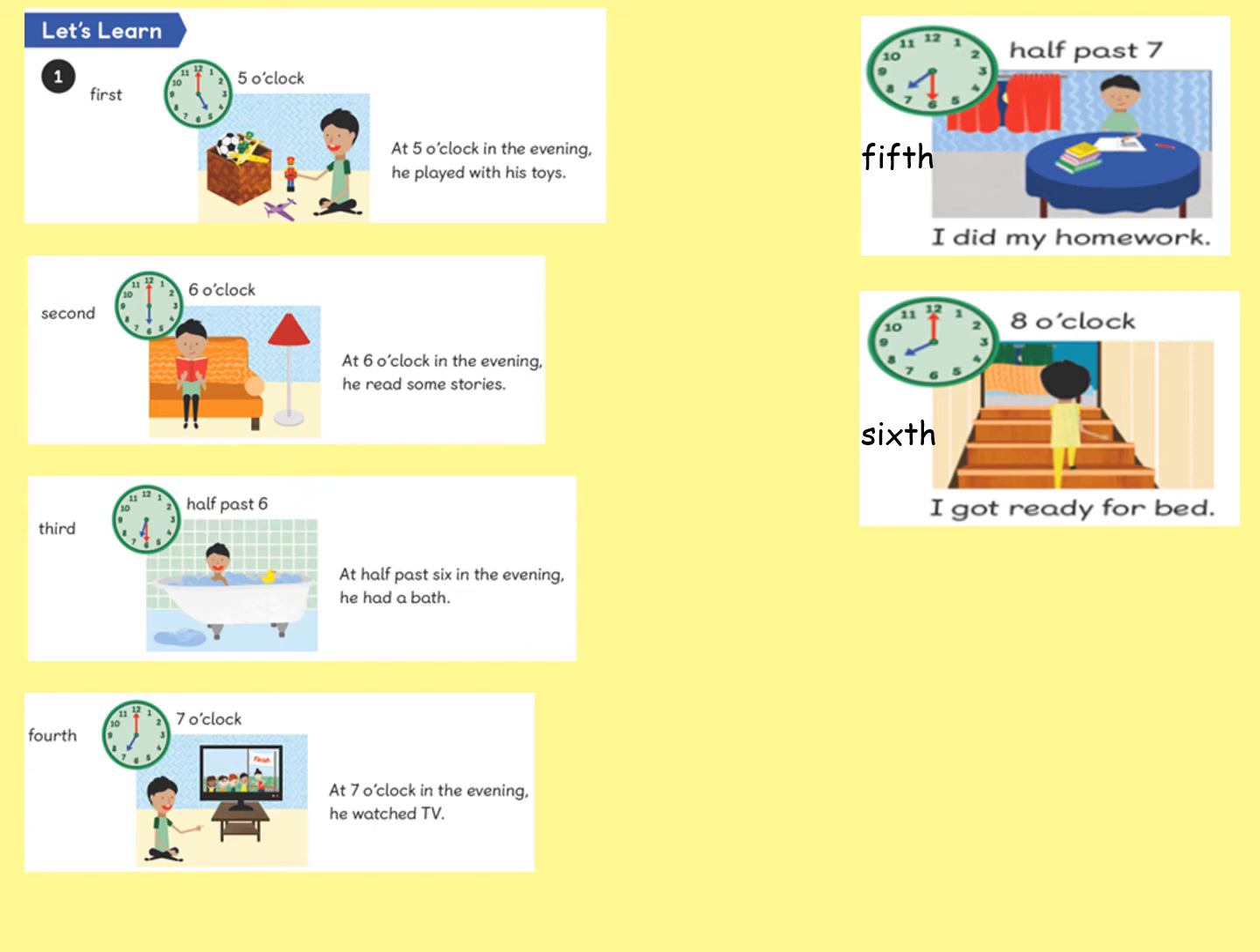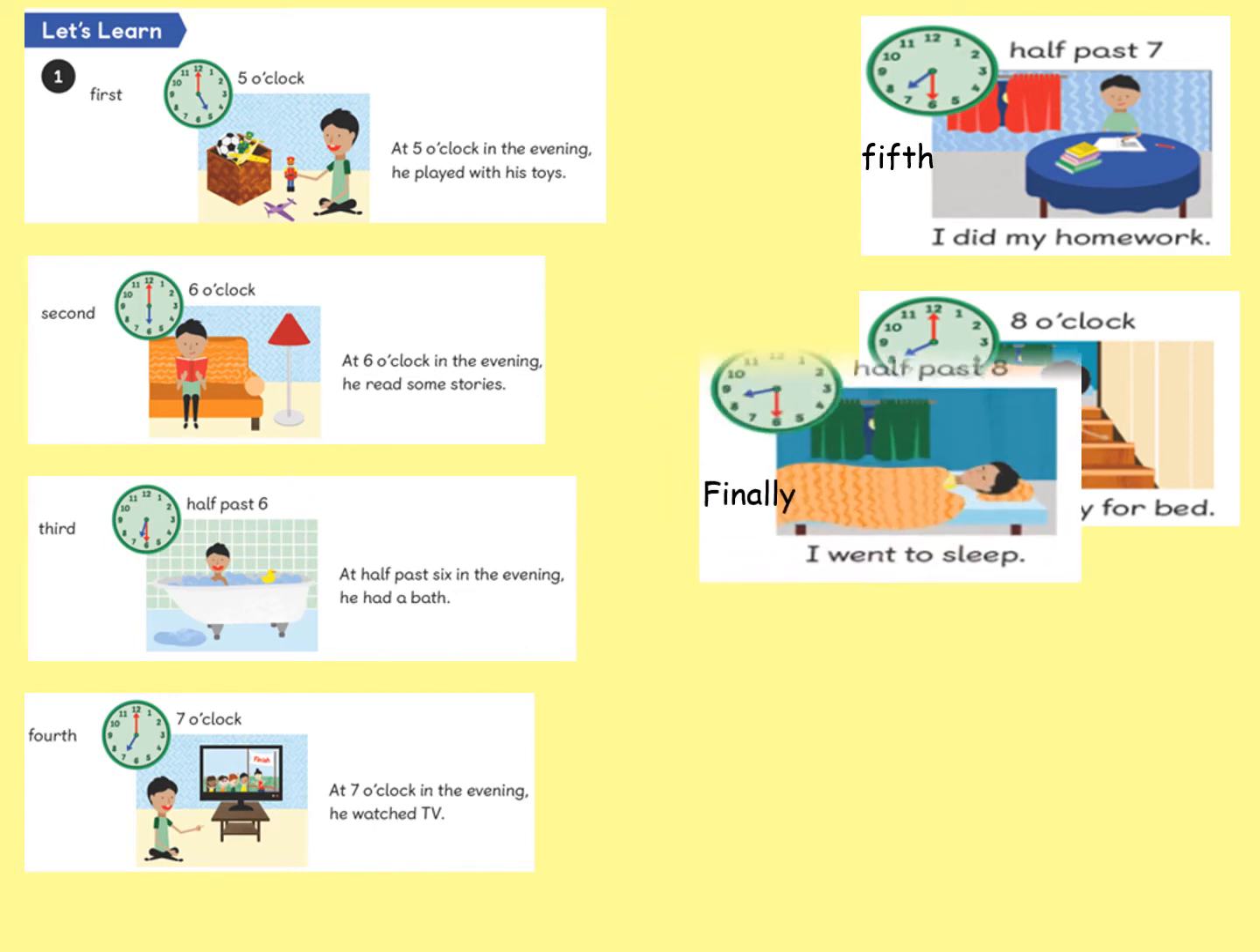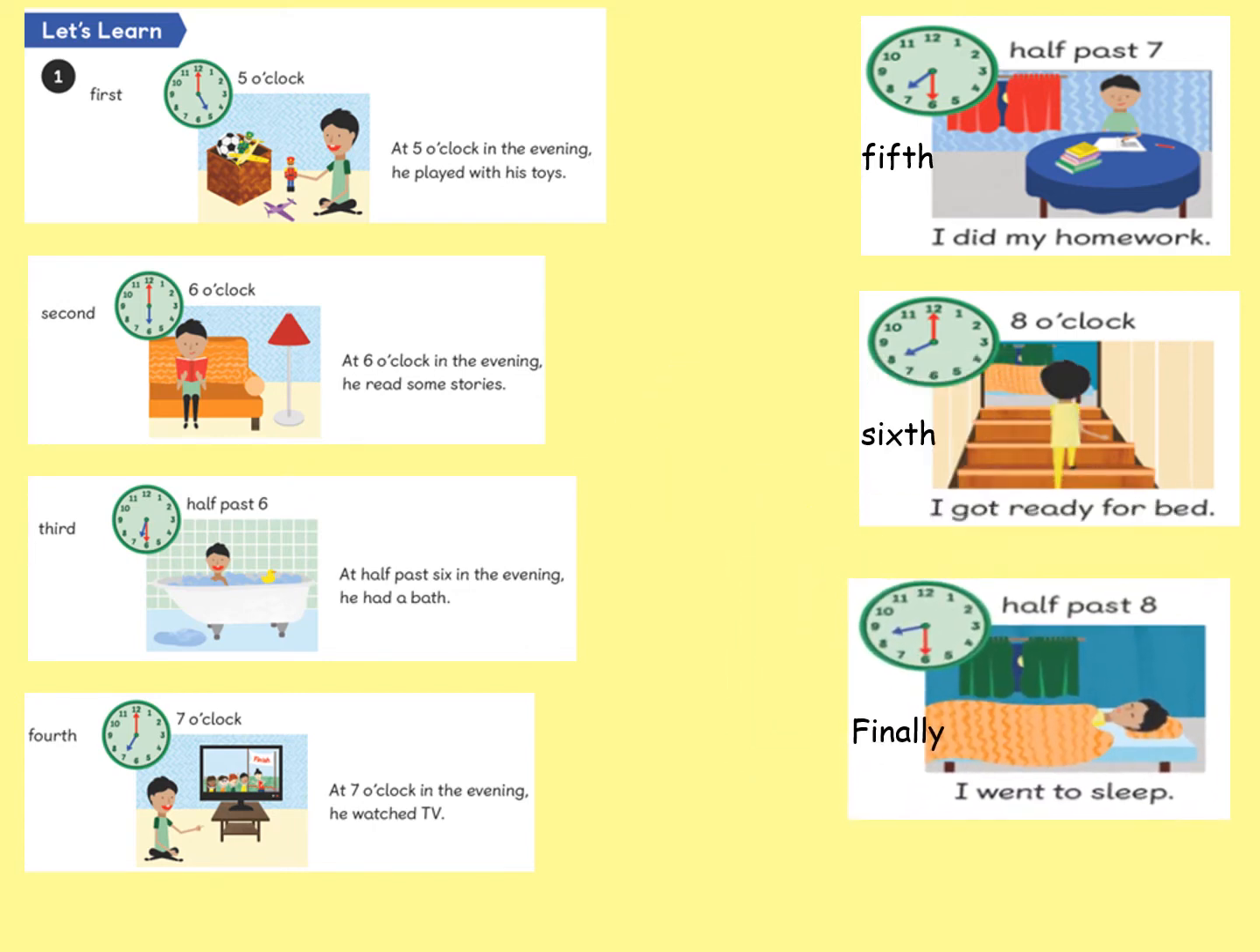What did Ravi do at the end? What time word could we use to say what he did at the end? Yeah, we could have finally, lastly, or we could say seventhly. So finally, at 8:30, because that is the latest time, Ravi went to sleep. I bet you did fantastic at that, children.